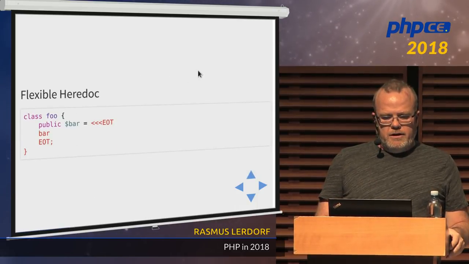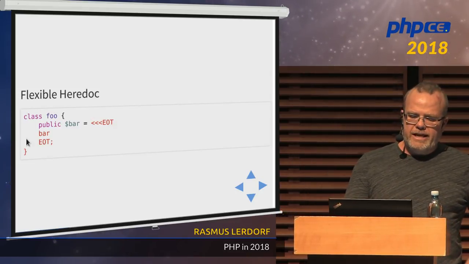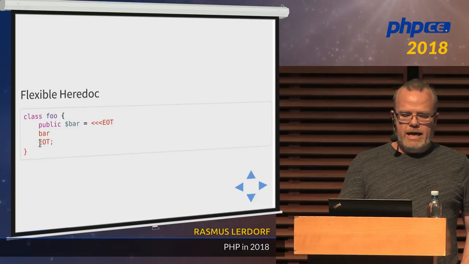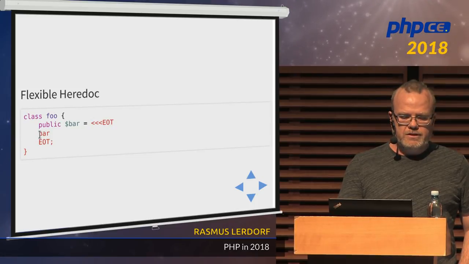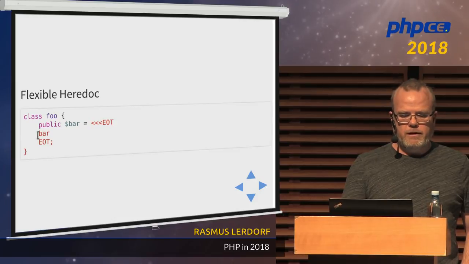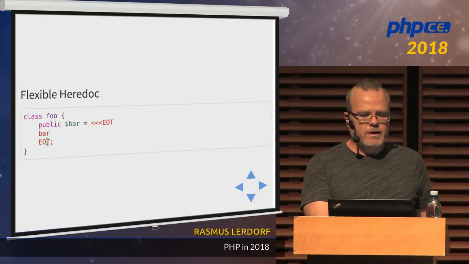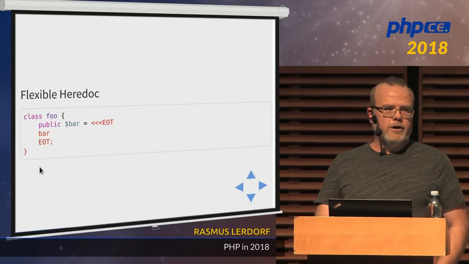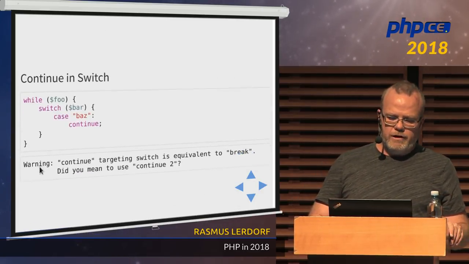A few new things. Flexible heredoc. Basically, this just means that you can indent your closing tag, and whatever this indent is will get subtracted from the output. So in this case, there won't be any spaces to the left of bar in your output, right? If you then put two spaces here, you'd have two spaces in the output. It just makes the code look a little nicer, so you can indent your heredoc statements in whatever indentation you have in your file.